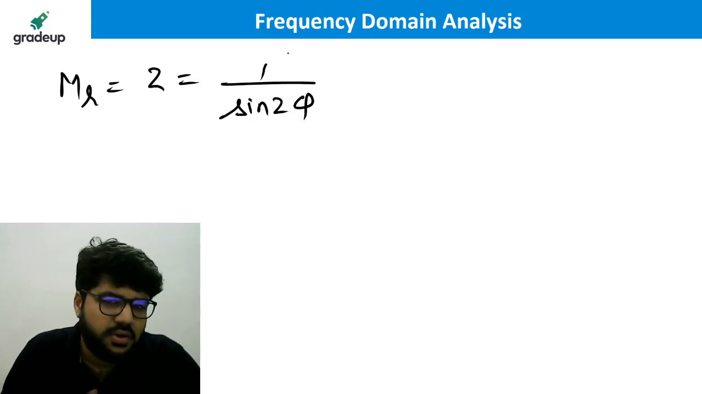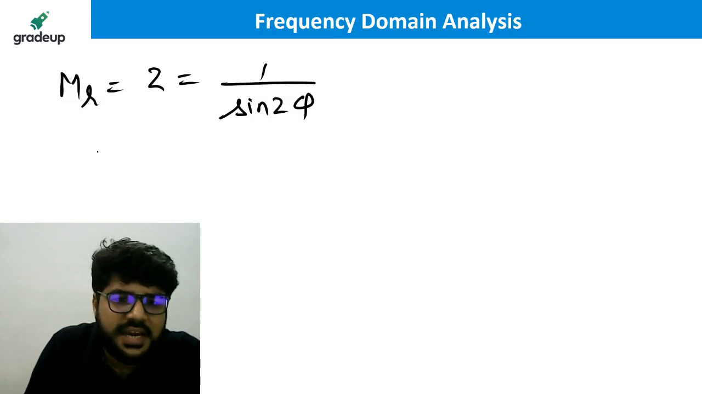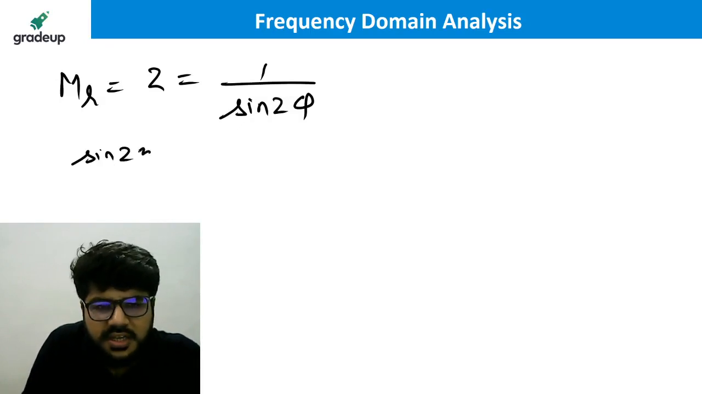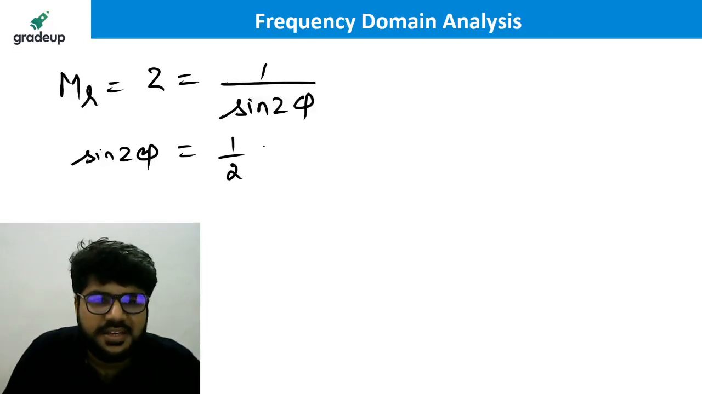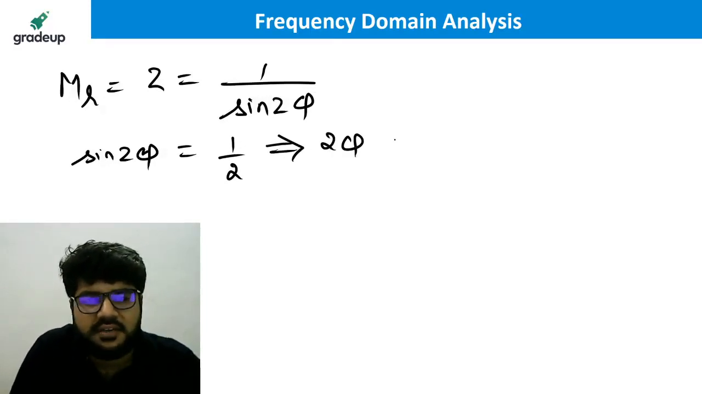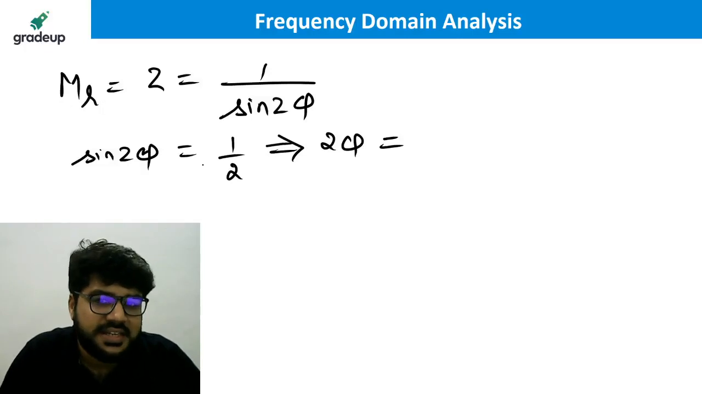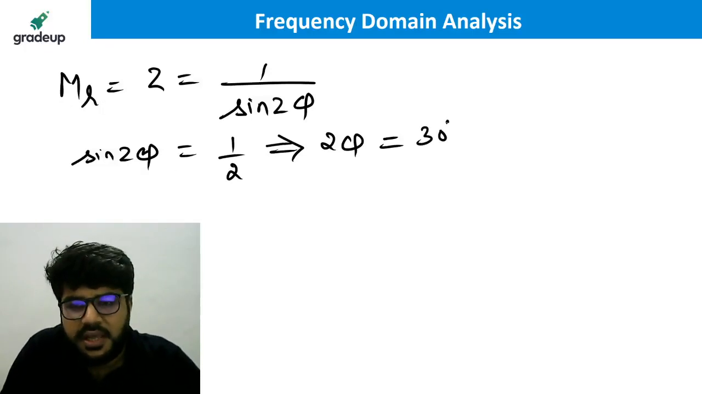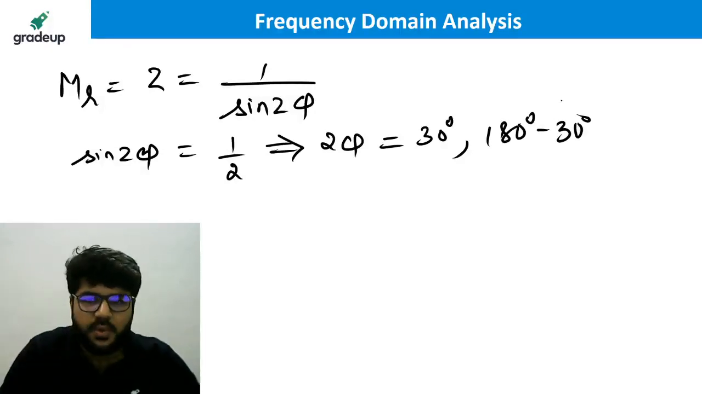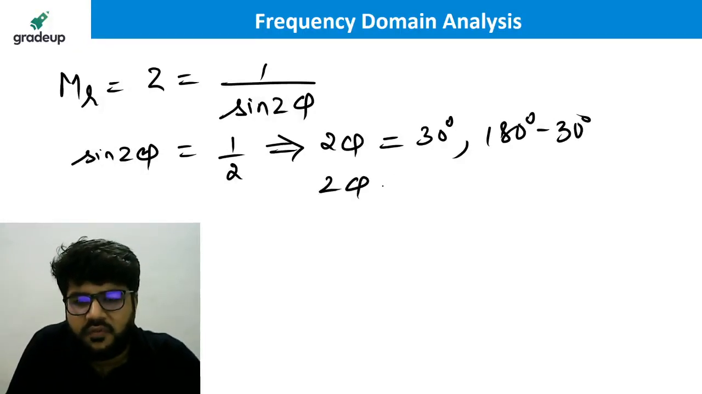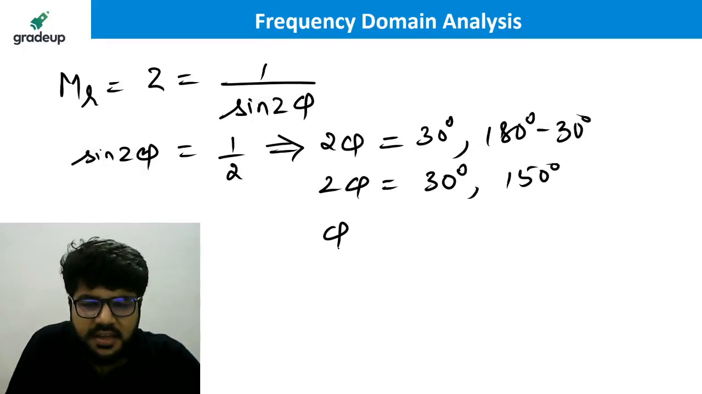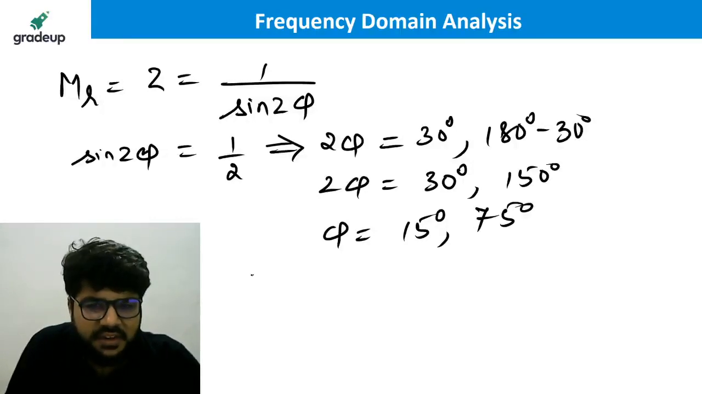So not involving into quadratic equation, I just take 1 upon sine 2 phi. So sine 2 phi is 1 by 2. So what is the value of 2 phi? Sine 30 degree first of all is half, and obviously on the reverse side it will be less than 180, 180 minus 30. So 2 phi is 30 and 150 degree. So phi is 15 degree and 75 degree.